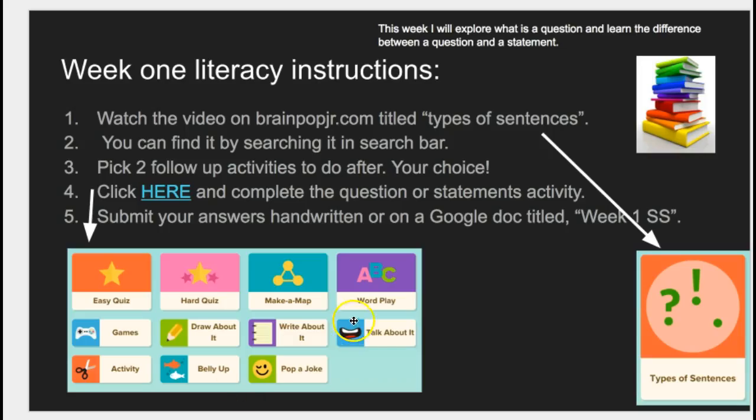There is a literacy connection, and it is going on to BrainPop Junior. Just because your work, you have to write some sentences. So just kind of diving into different types of sentences. So you'll find that video under writing. So you click here to complete easy quiz or hard quiz.